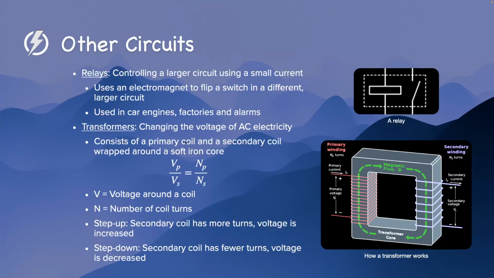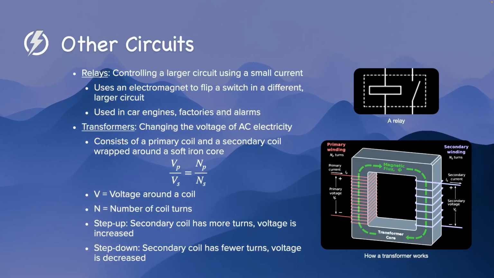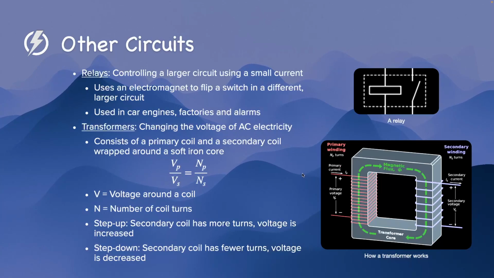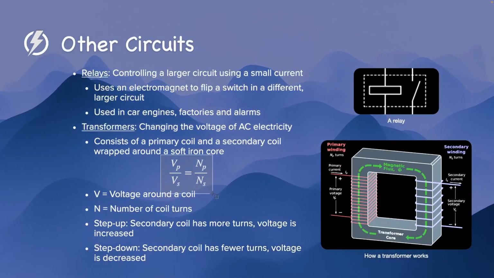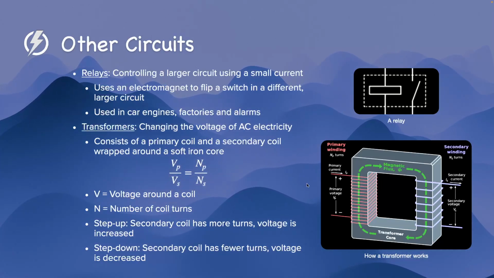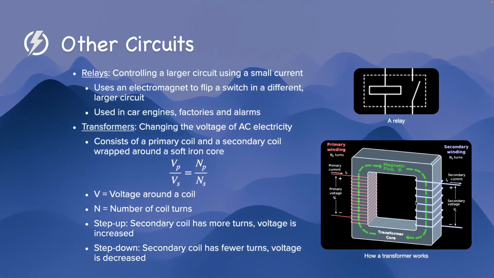Transformers are also a type of component. They're used to convert the voltage of one source of current into a different voltage. So you can change the voltage of any AC electricity using a transformer. And this is the equation you have to know. Vp over Vs equals Np over Ns. Here, V stands for the voltage and N stands for the number of turns across a coil.